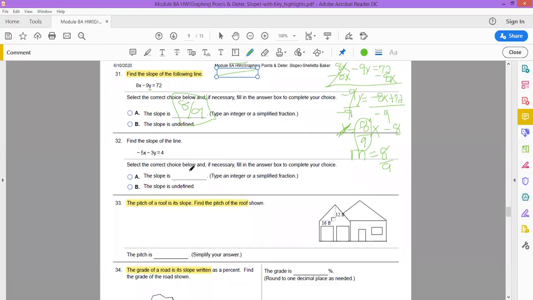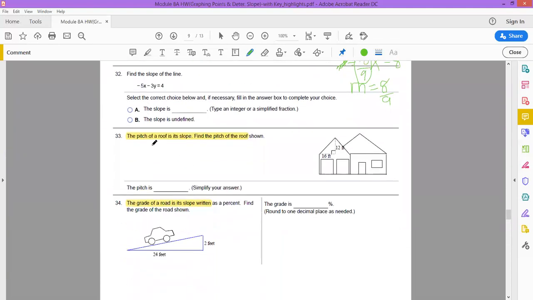All right, let's look at number 33. The pitch of the roof is the slope, and we're going to find the pitch of this roof. Now we're given two values for the pitch. We're given the height of 12 and our length, our left to right, our run of 16. I'm saying height and run because we also know slope to represent rise over run.